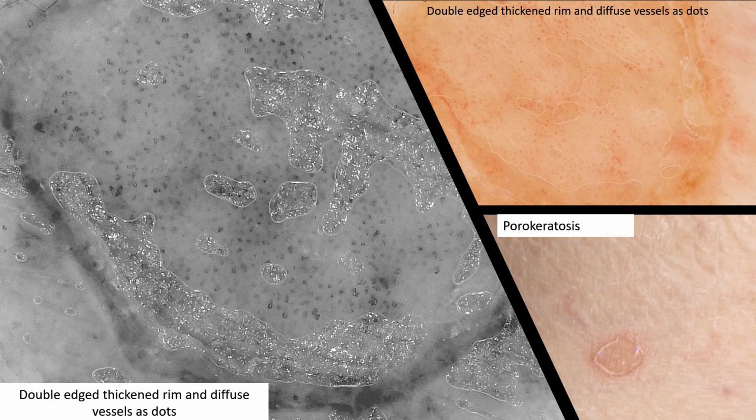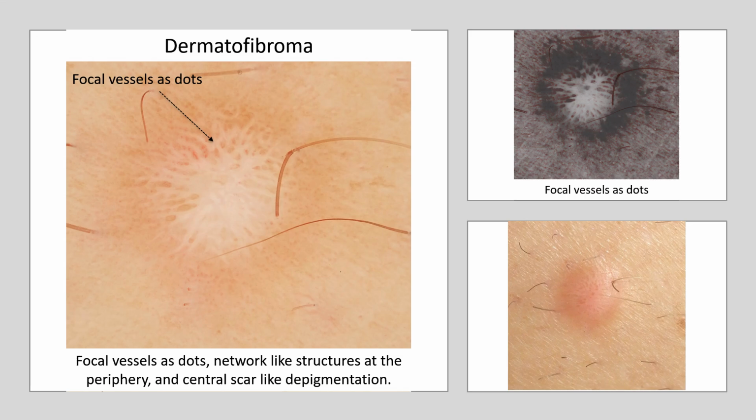In this particular case, slightly different pattern. You can see in the contact polarized mode this double-edged thickened rim in diffuse vessels as dots. In near ultraviolet light, you can see it quite prominently. Dermatofibromas are usually characterized by focal vessels as dots. In addition, there's this network-like structure at the periphery with this central scar-like depigmentation.